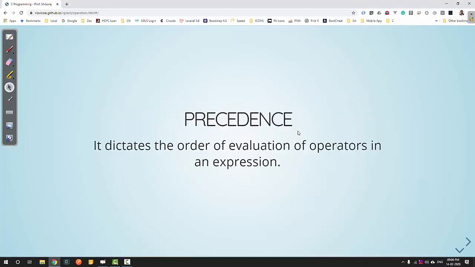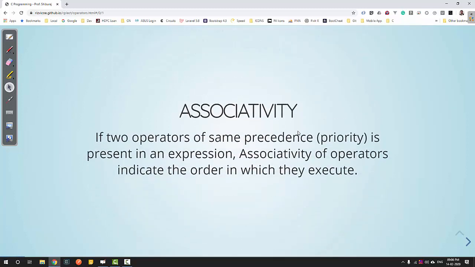Now what do you mean by precedence? Precedence is nothing but the order of evaluation of the operators in an expression. And if you look at associativity, associativity is used when the same precedence operators are present in an expression, then associativity decides in which order they are executed.